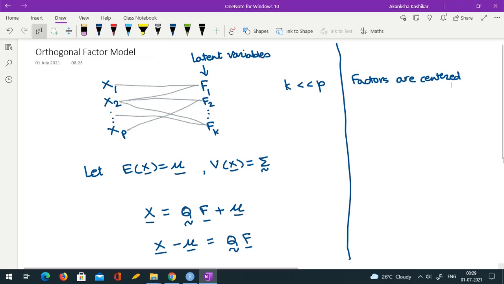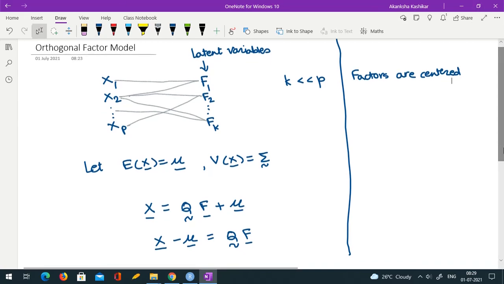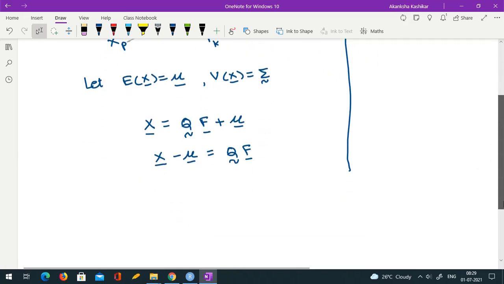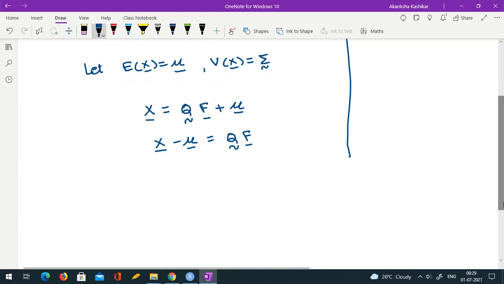In fact we would also have them scaled. So factors are centered, and later we will see that they are scaled also, so they have zero mean and unit variance. So we want to do something like this: express x as some transformation of f and mu. Now let me check the order. X is p cross 1, mu is p cross 1, f we want to be k cross 1, where k is the number of factors, so Q would be p cross k. So we want to find Q such that this happens.